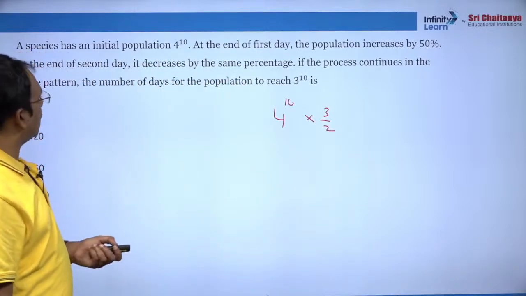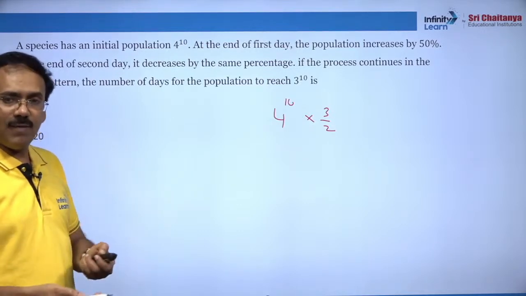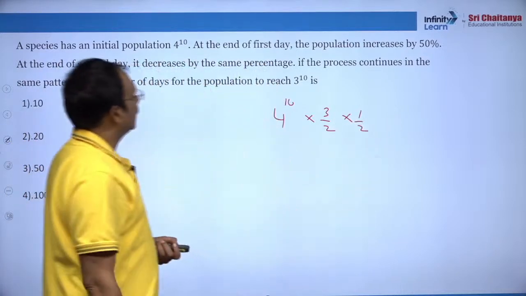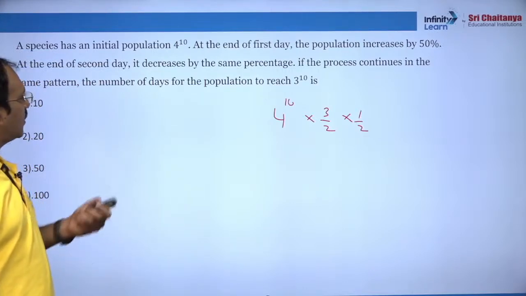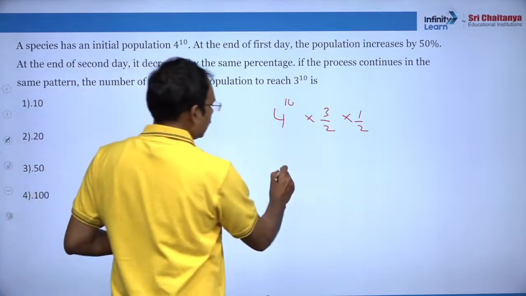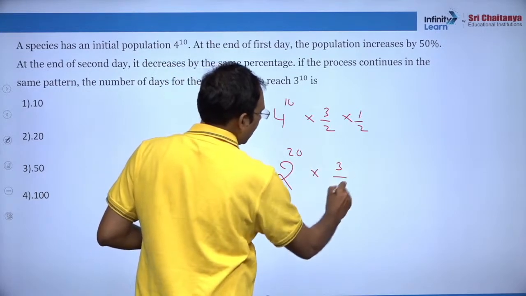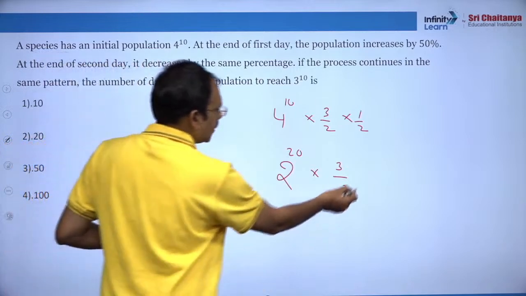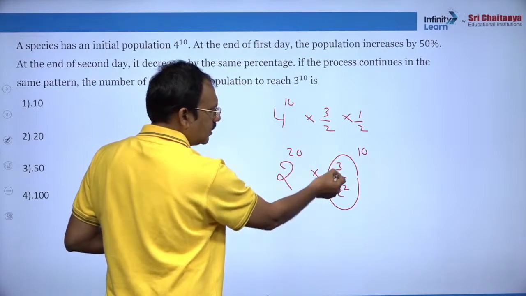At the end of the second day, it decreases by the same percentage. If it decreases by 50%, that means you have to multiply by 1/2. Then if the process continues in the same pattern, the number of days for the population to reach 3/10. You see, my dear friends, this is 2/20 into 3/2 squared. So, to get 3/10, such things are repeated 10 times, then 2/20 gets cancelled, you will get 3/10.